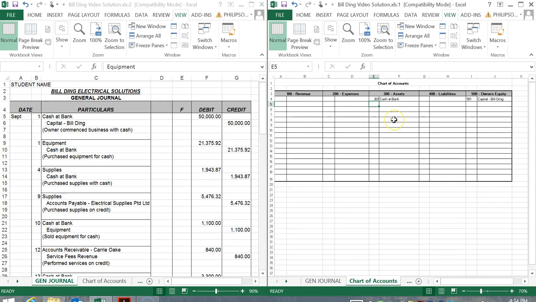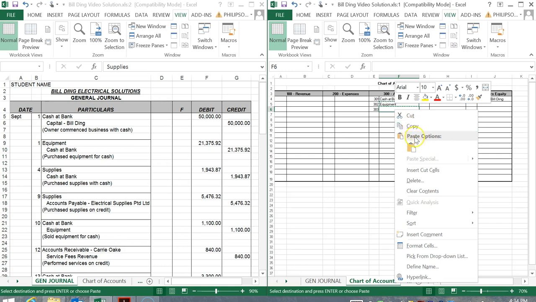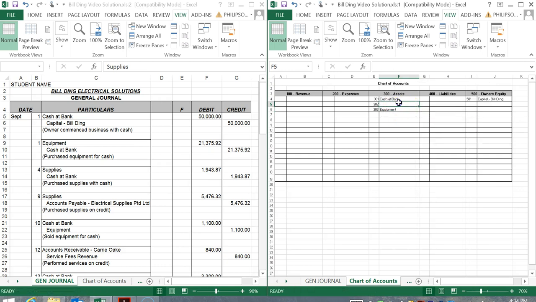Okay, so we know that there's going to be supplies and accounts receivable, which in the order of liquidity will go higher than equipment, but we'll go with it for now. Okay, we've got equipment in there. Cash at bank we've already got in. Okay, so supplies, asset. Supplies is going to go above equipment, so we'll cut and paste equipment and put that down here. Okay, and we're going to put supplies in there in order of liquidity.